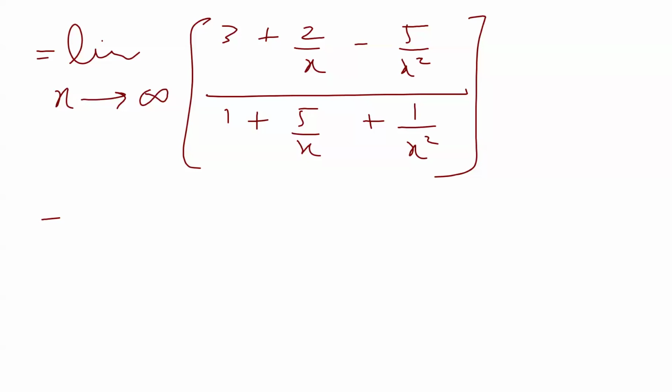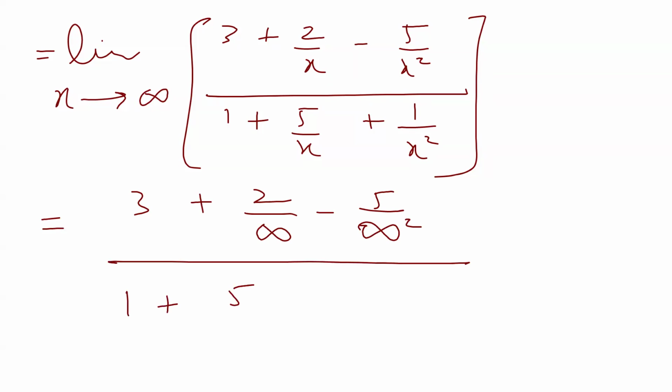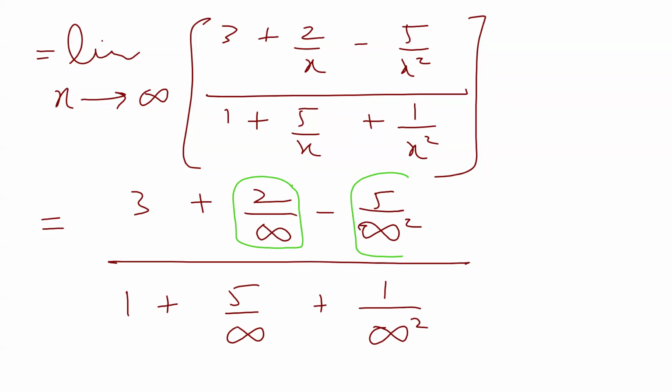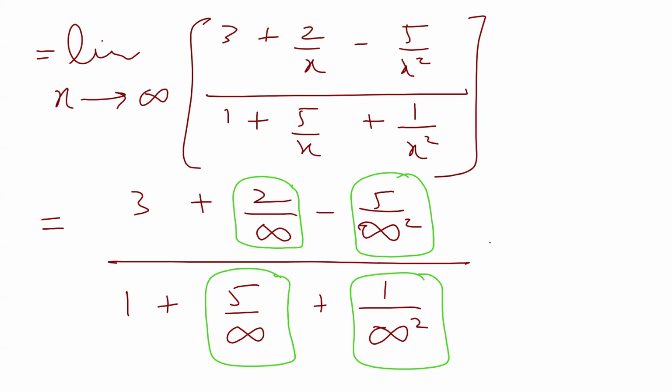Correct. So 3 plus 2 upon infinity, 5 upon infinity square, 1 plus 5 upon infinity, 1 upon infinity square. So what about these terms, the green colored terms? What is the answer for this? Correct, it's 0. Perfect. So the answer is 3 upon 1. Anything upon infinity or infinity square is 0.